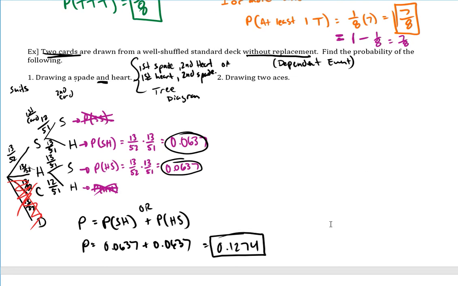Let's see this next one. Okay, so one more in this video. So this is drawing 2 aces. This time it's not about suits. What's really important is the value of the cards.